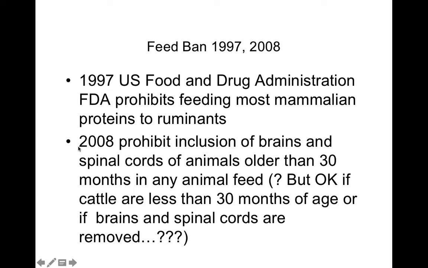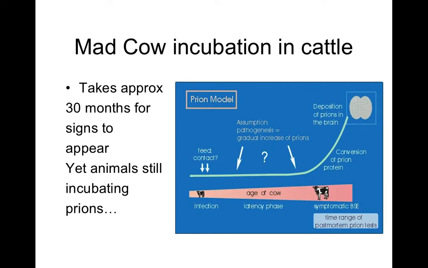So in 2008, they now prohibit inclusion of brains or spinal cords of animals older than 30 months of age in any animal feed. And I'm guessing they mean ruminants here. But this is so troubling, you guys, because if you have a cow and it gets slaughtered, or made into blood and bone meal, and it's less than 30 months old, that doesn't mean it's not infected, because again, the prions have such a long incubation period.